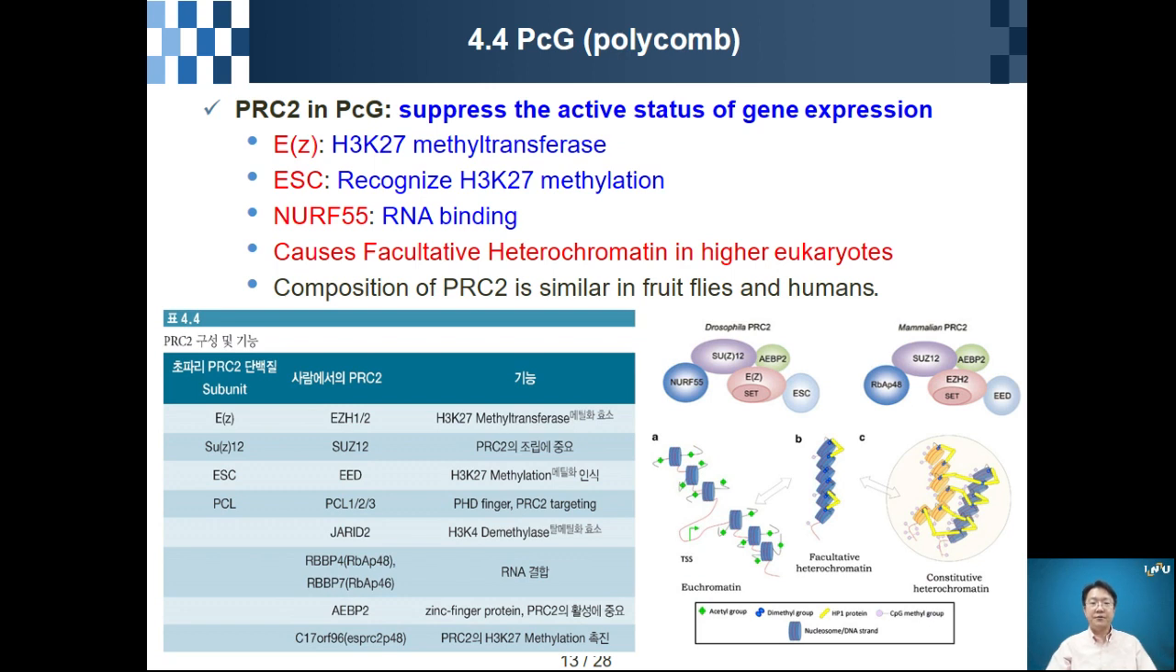How about PRC2? The main function of PRC2 is also to suppress the active status of gene expression. PRC2 is composed of several proteins, starting from E(z) and ESC and NURF55, and you can also see the other proteins here. Let's start from E(z). This is the PRC2 in Drosophila, and E(z) is located here.